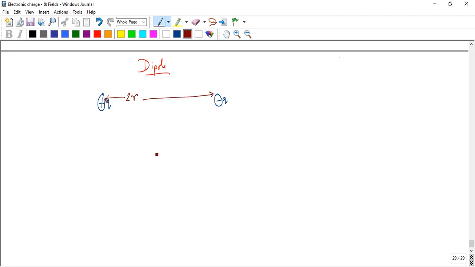Why do we choose 2r, not r? If you choose r, that is also correct. But the midpoint in between is important. In between these two charges, the midpoint is at r on one side and r on the other.